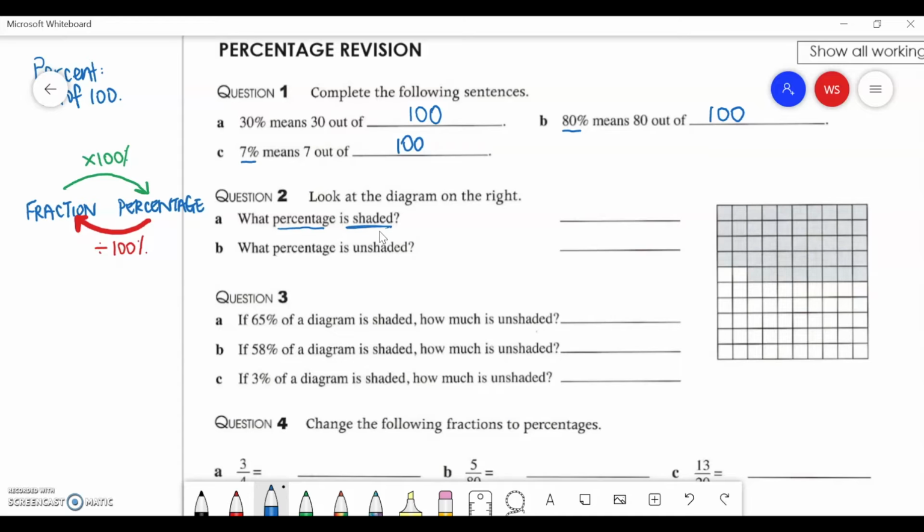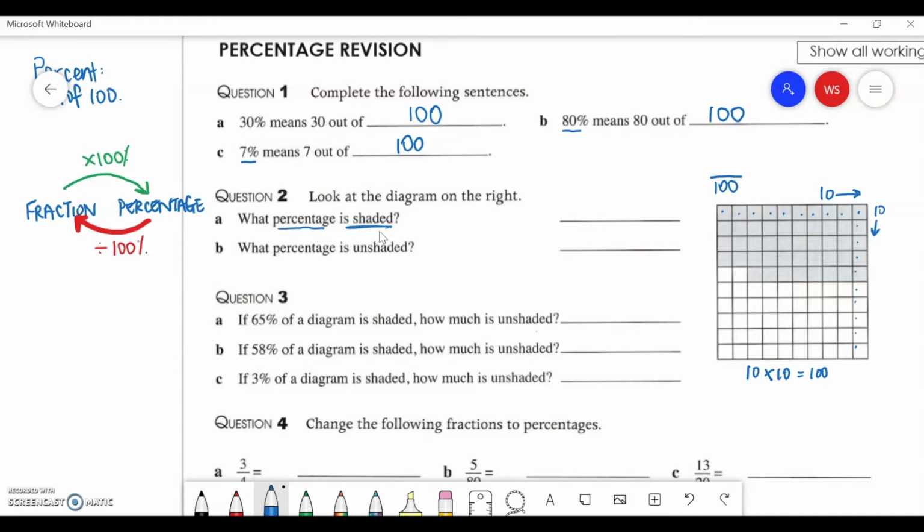Okay, now that we've recalled this knowledge, let's have a look at what percentage is shaded. First, we'd like to count how many boxes there are altogether, and that will be our denominator. So that is 1, 2, 3, 4, 5, 6, 7, 8, 9, 10 boxes across. Counting how many boxes downwards, 1, 2, 3, 4, 5, 6, 7, 8, 9, 10, and 10 downwards. So to find out how many boxes there are, that will be 10 times 10, which gives you 100. In total, there are 100 boxes in this figure.